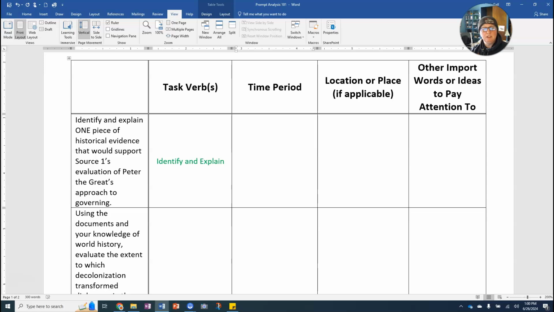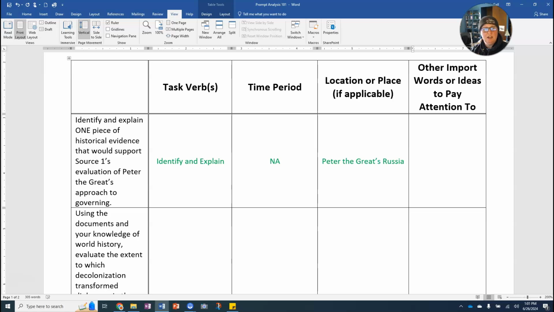Is there a time period? No. Actually, I'm going to say NA, not applicable. There's no time period involved. A location or a place? No, but I do know that I'm talking about Peter the Great's Russia. So I do need to be able to talk about Peter the Great's Russia.